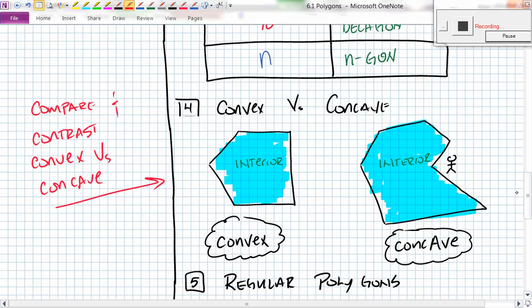Okay, 4th box. This idea of convex versus concave. If you have a highlighter, go ahead and bring those out. It's kind of fun. Here's how you do it.